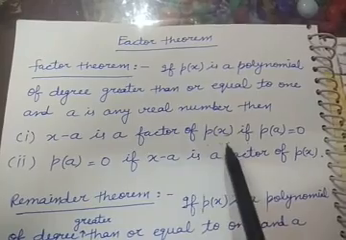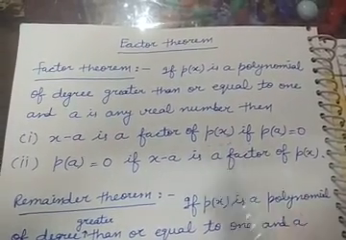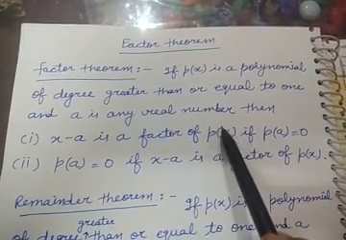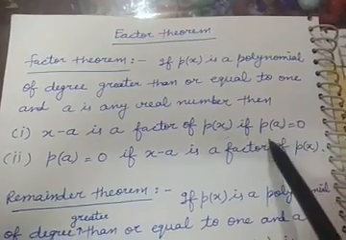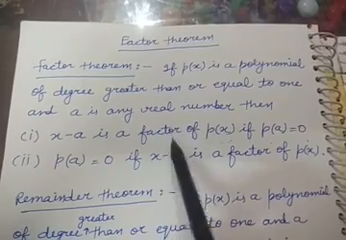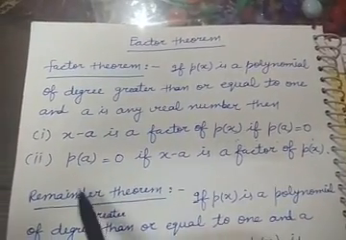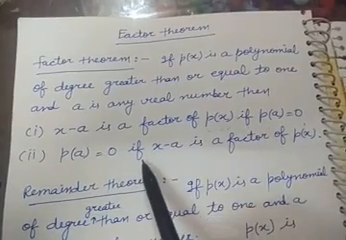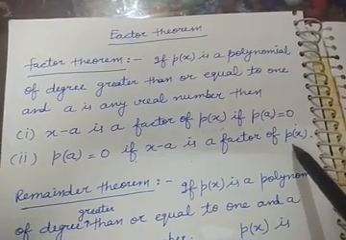When will it be a factor of p(x)? If p(a) is equal to 0. It means if we substitute a in place of x in the polynomial, and we get p(a) equal to 0, what will we say? x minus a is a factor of p(x). And second thing, if p(a) is equal to 0, it means x minus a is a factor of p(x).